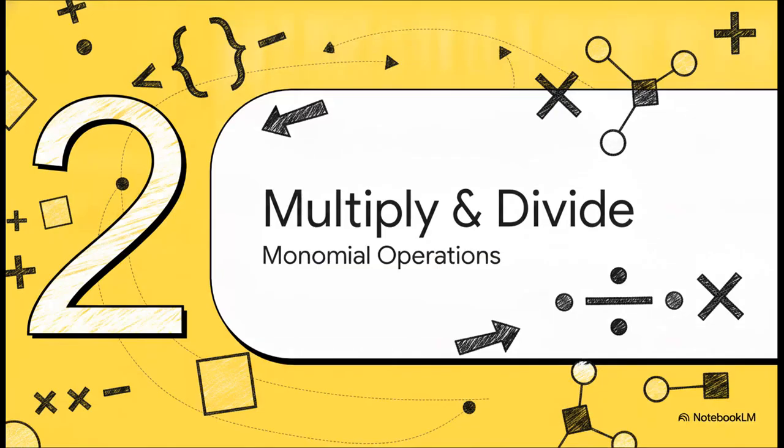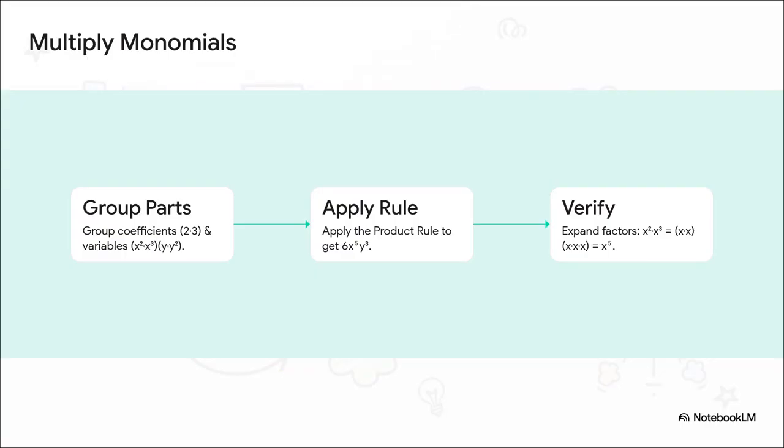Section 2, Multiplying and Dividing Monomials. Let's actually use this brand new rulebook on some more complex expressions that have both coefficients, the regular numbers out front, and variables. When we multiply monomials, it's best to break the problem into 3 distinct steps. First, we group the similar parts together. So we take the coefficients 2 and 3 and group them. Then we group the x variables and then the y variables.